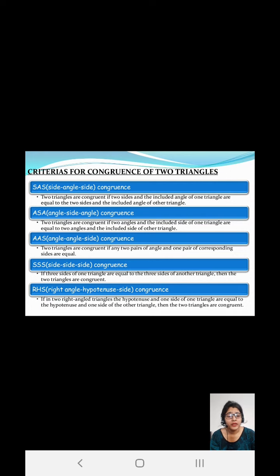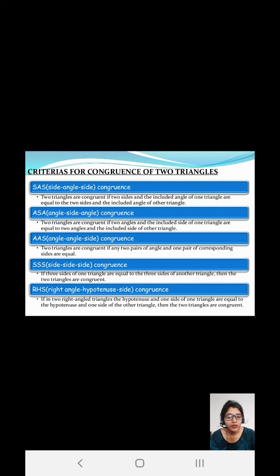The third condition we have is angle angle side. As the name suggests, we will have two angles equal, and any of the sides will be equal. We are not talking about the included side. Any of the sides will be equal and two angles will be equal. So that condition is angle angle side.